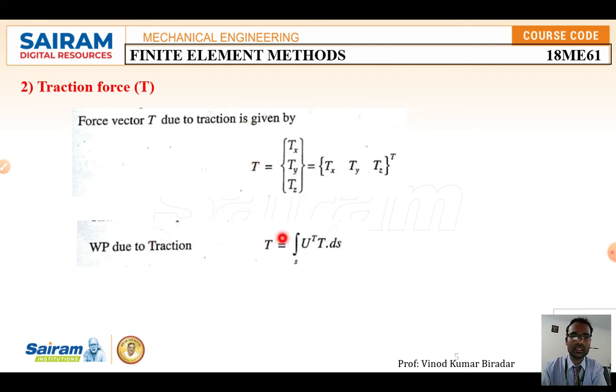Okay, that is u of t is equal to t into ds. This is in one direction. Okay, this is the total direction. u of t is equal to the transpose of u of x, u of y, u of z.